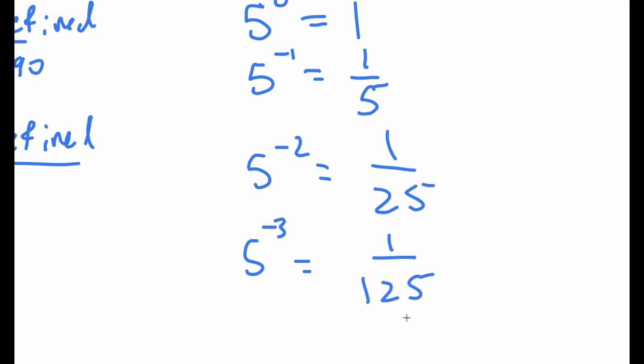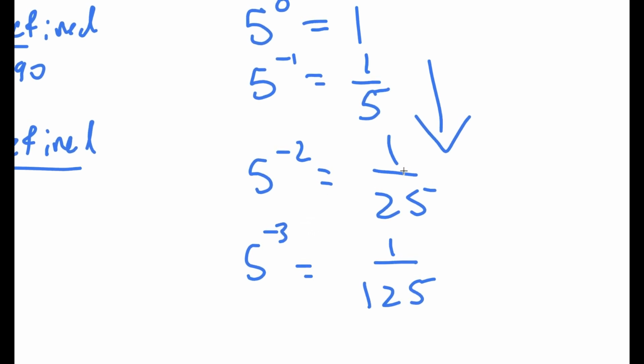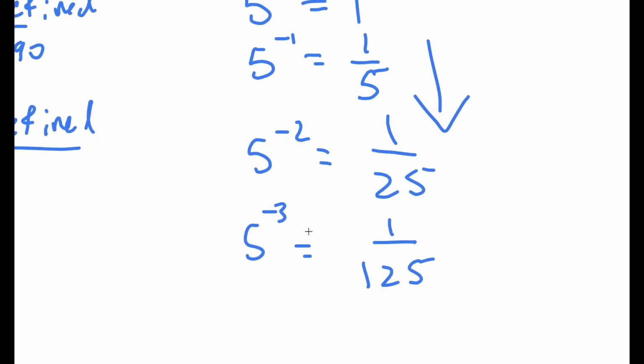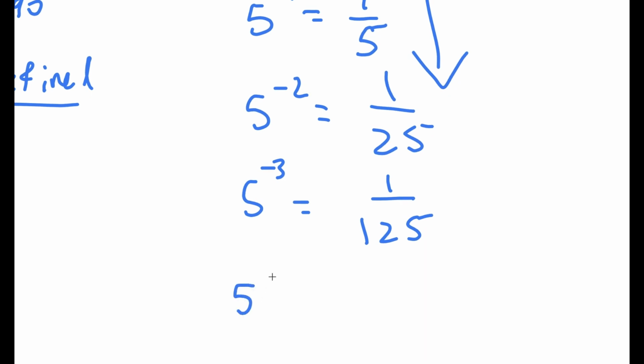And it's going to go lower and lower and lower because, as you see, as the exponent decreases, the number decreases as well. However, it's actually never going to approach 0. So no matter how low the exponent might be, we could even do 5 to the power of negative 1 trillion or something like that, and it's never actually going to be 0.